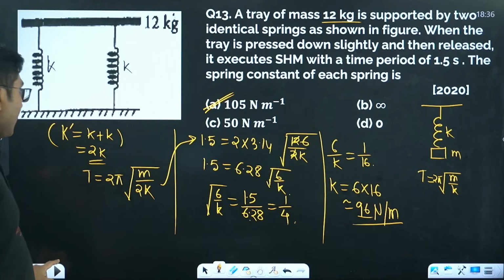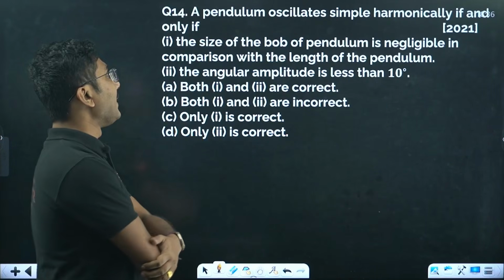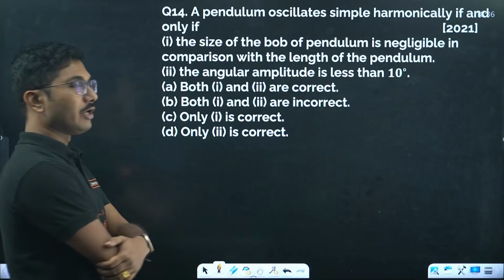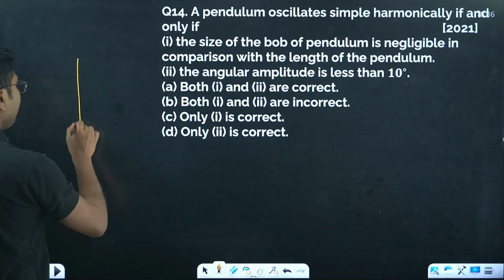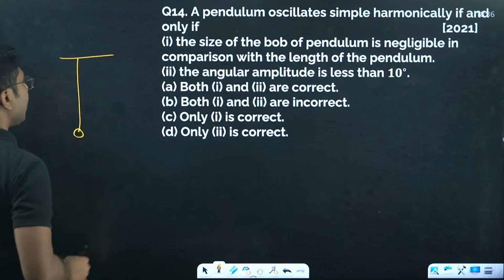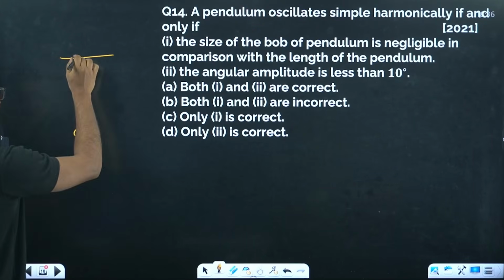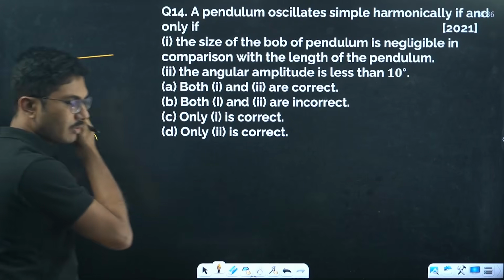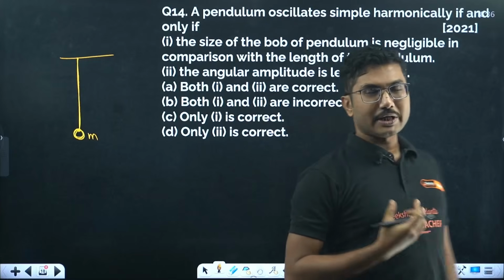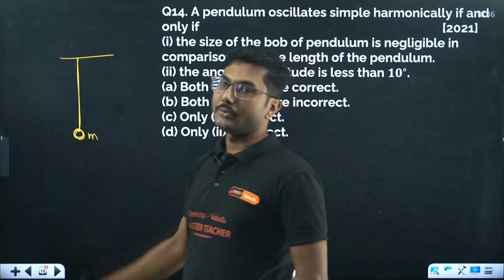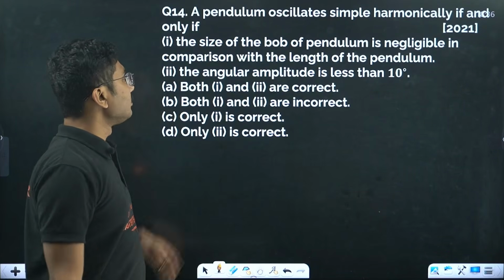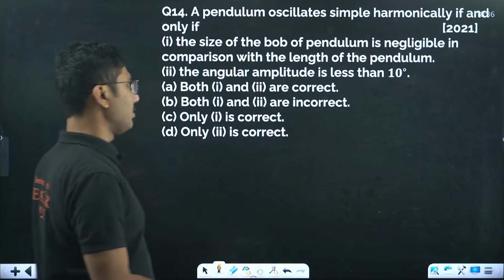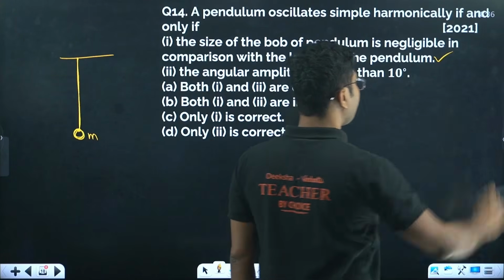Okay, now next question. A pendulum oscillates simple harmonically if and only if. A pendulum means simple pendulum which oscillates. Now for a simple pendulum, if you have seen the diagram, the mass of the bob is ignored, so the size of the bob is very small compared to the length of the wire. So the size of the bob of the pendulum is negligible in comparison with the length of the pendulum. So this is a correct statement.